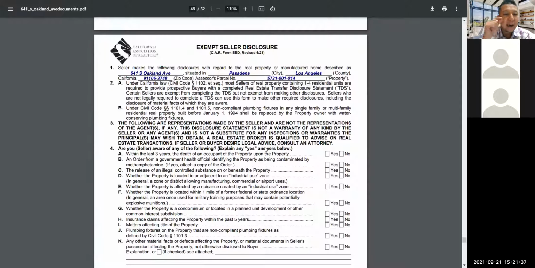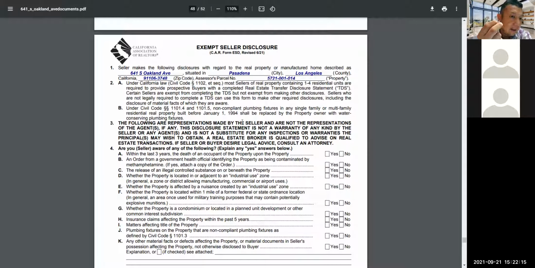There's a certain small class of sellers who are exempt from the TDS disclosures. So in that exemption form, you can provide this one-page disclosure if they are of the following. If they are exempt, that means they're either an REO, a bank. Number two, maybe it's a probate or a trust in which there's someone who's a beneficiary or a trustee who's a recipient of property inheritance.